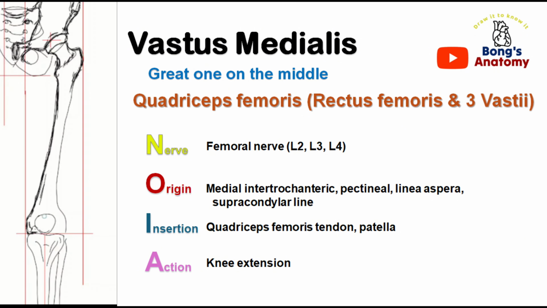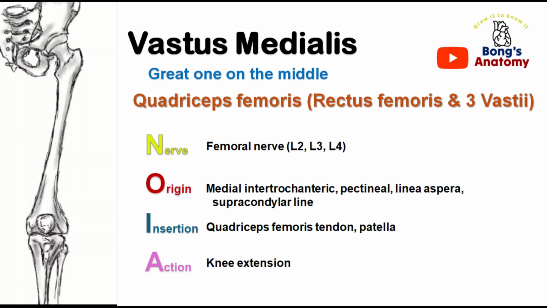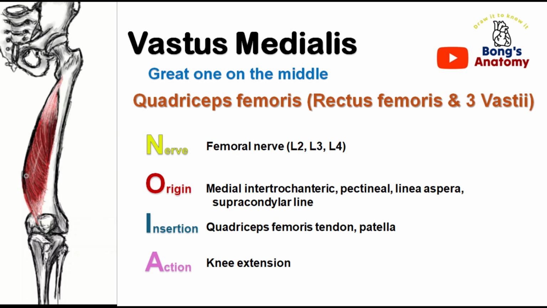Now we move on to the quads. We have rectus femoris and 3 vasti. All 3 vasti are pretty much the same, but have different origins. So let's start with the vastus medialis, meaning great one on the middle, innervated by the femoral nerve, originating from the medial intertrochanteric line, pectineal line, linea aspera and supracondylar line. Inserts into the quadriceps femoris tendon through the patella, and the action would be knee extension.